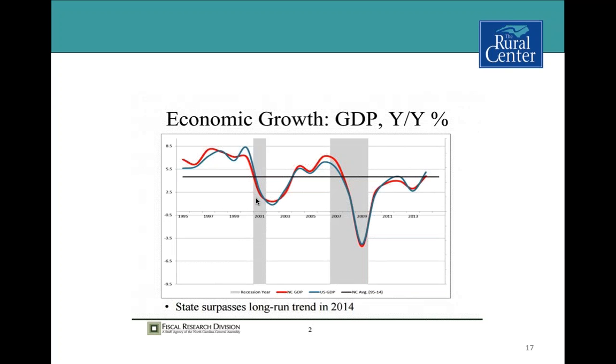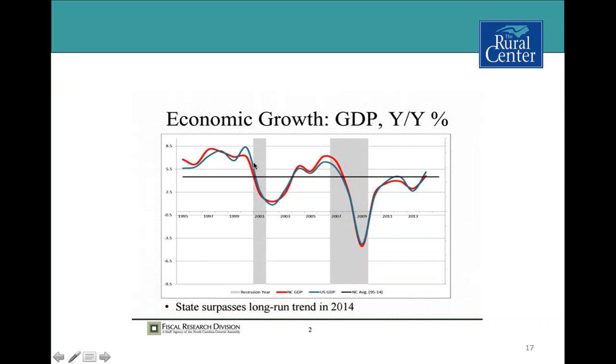Okay, so I found a couple slides recently from a legislative presentation done by the Fiscal Research Division of the General Assembly. I'm sharing them here because I think they give a good overview of what's happened economically in North Carolina since 1995. So this graphic here shows the general GDP growth from year to year in percentage. The horizontal line here is the average over the period. In the last half of the 1990s, we had great growth in North Carolina.